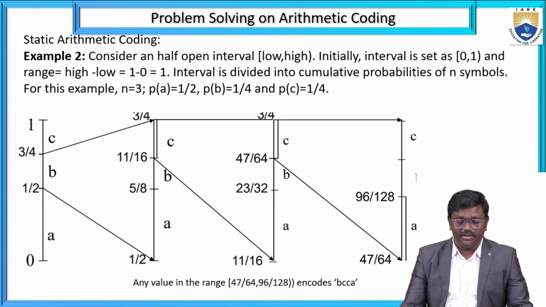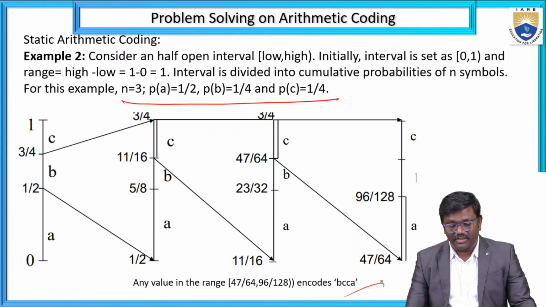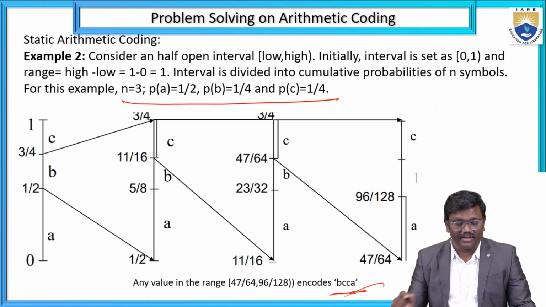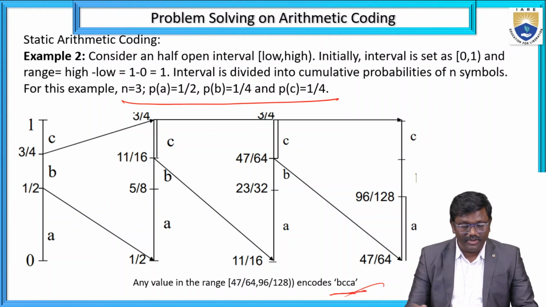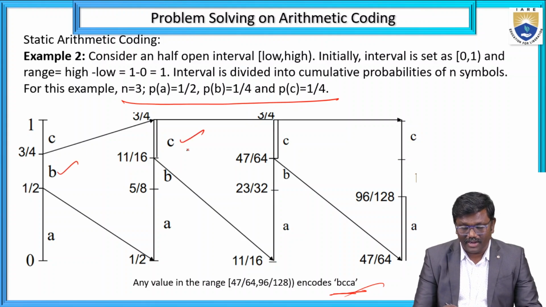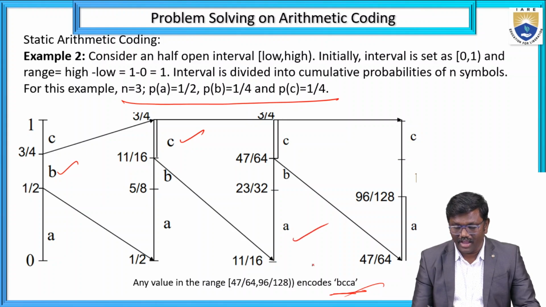Based on all these values, any value in the range encodes BCCA, this line. B will start from here, and next it goes to C, and next it goes to A. Where is the A? It is here. Next it goes to A, and that is A.